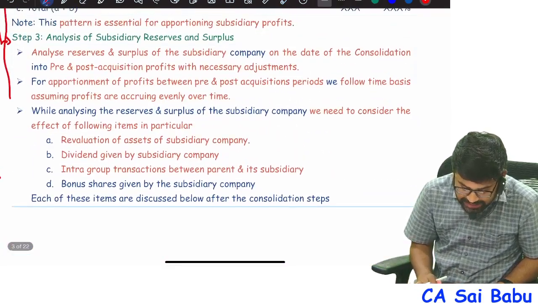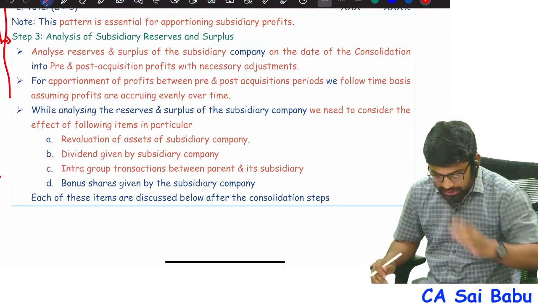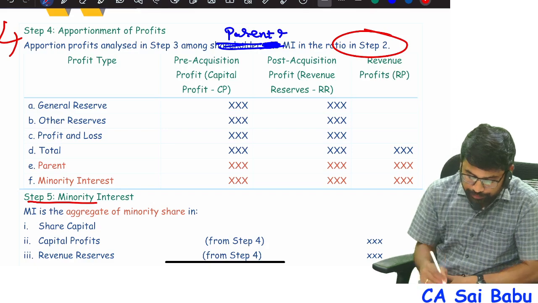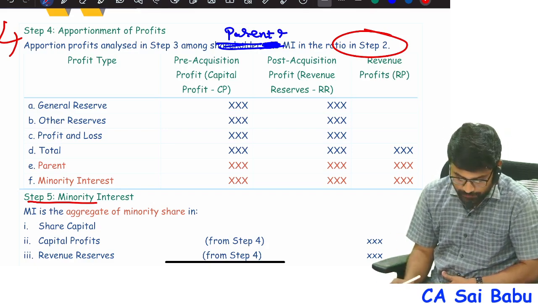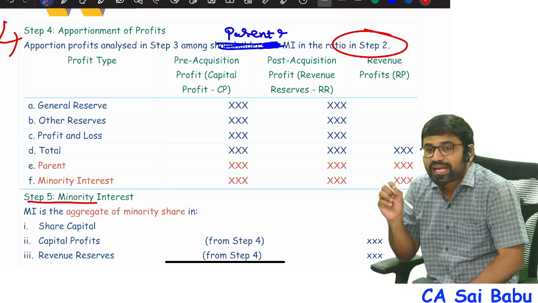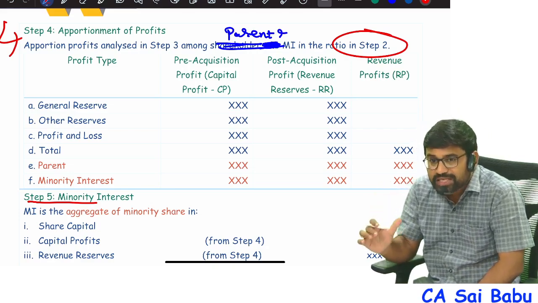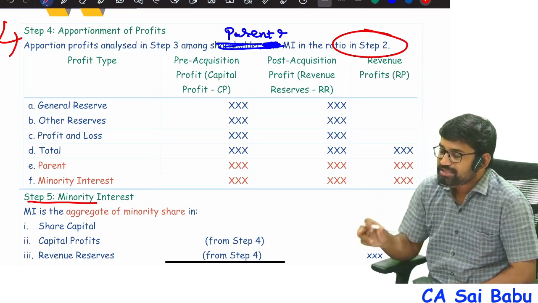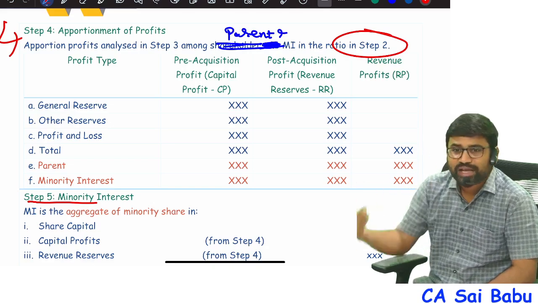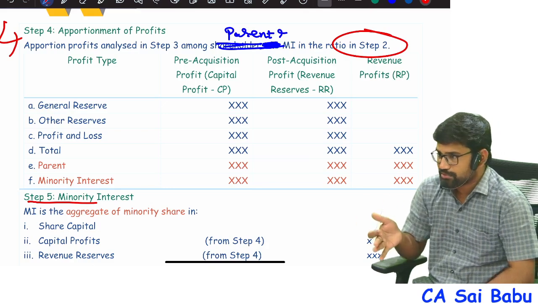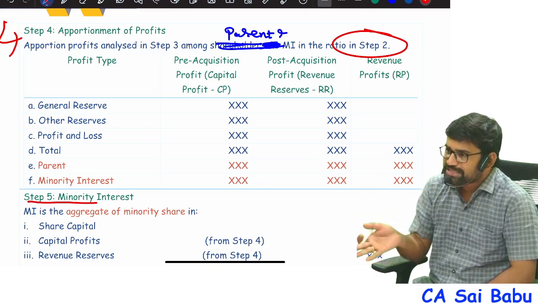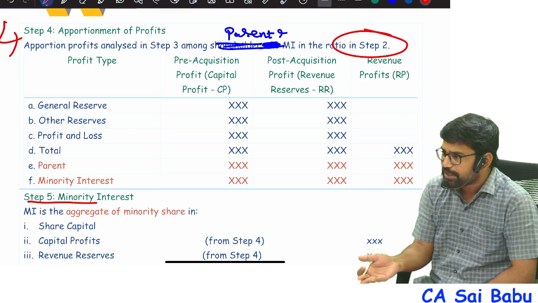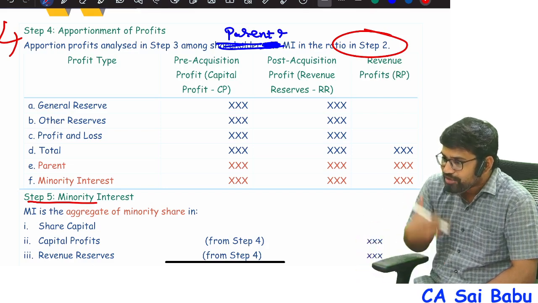Once you analyze the subsidiary company profits into pre and post, then you need to apportion these profits between parent and minority shareholders. Because the character of the profits of the subsidiary company changes the accounting treatment. That's why we need to analyze. Understand that logic, you should not forget. Why do we need to analyze the subsidiary company profits into pre and post? Because by the time you are acquiring the subsidiary, whatever profits are there in the subsidiary are all your capital profits. You don't have any investment, but you are getting the rights on those profits. They are your capital profits.